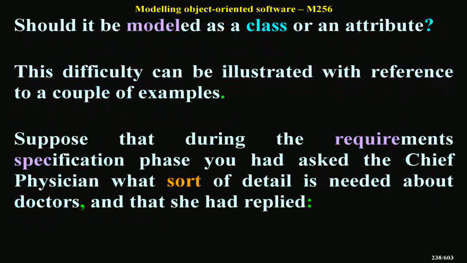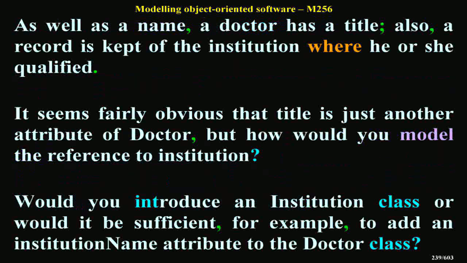This difficulty can be illustrated with reference to a couple of examples. Suppose that during the requirements specification phase you had asked the chief physician what sort of detail is needed about doctors, and that she had replied, "As well as a name, a doctor has a title. Also, a record is kept of the institution where he or she qualified."